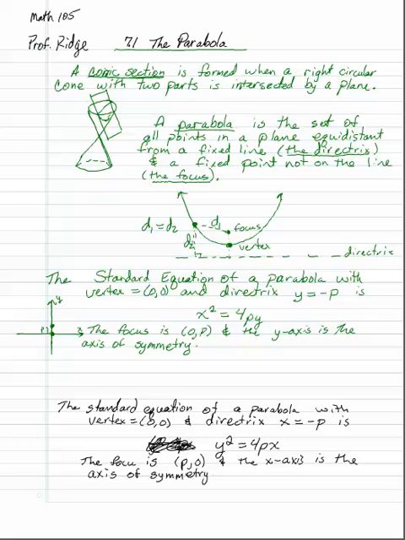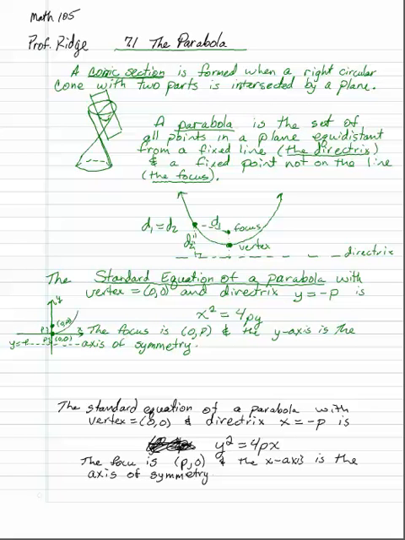Okay, so the standard equation of a parabola with vertex 0, 0, so right here's our vertex, and directrix y equals negative p, where p is the distance from the vertex to the focus. Also, the directrix would be y equals negative p, so that's p units away also. So the focus is going to be at 0, p. And then the equation is going to be x squared equals 4py.